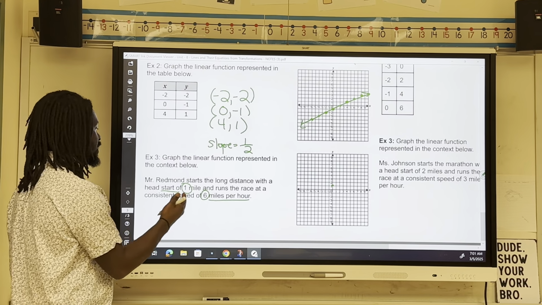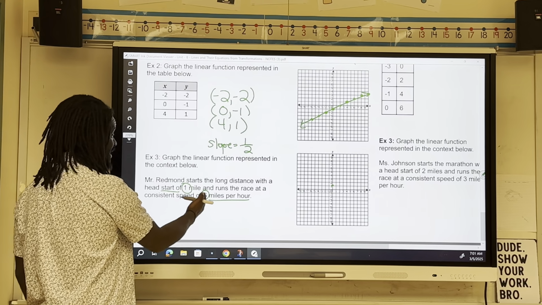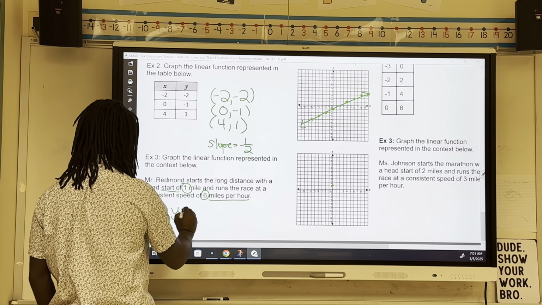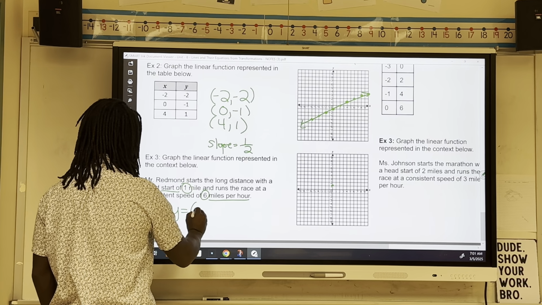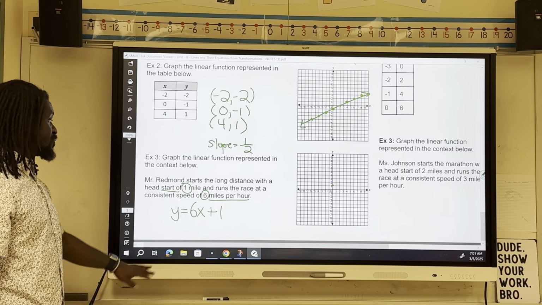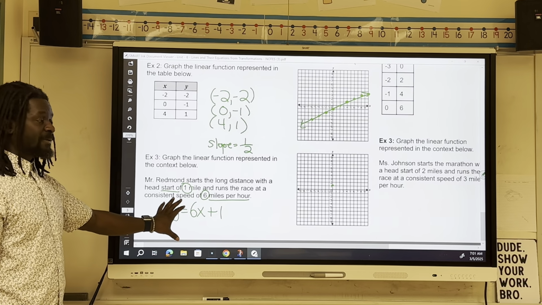And then the speed is 6 miles per hour, okay? So for every hour that I go, and that is going to be our slope. That's the rate of change, okay? So my equation would be y equals 6x plus 1, okay? So that is my equation, all right?